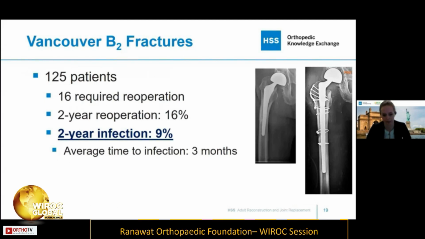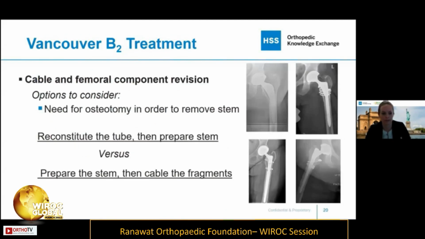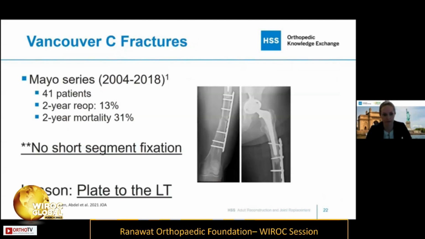B2s, very high infection rate. So I think using any strategy you can to mitigate that risk is going to be really key for taking patients back for B2s, particularly the B2s that occur in the early stages. Now, a couple things to consider for B2s. We're looking at this with the various studies at HSS now, is the two different approaches to them. One, reconstituting the tube and then potting your stem, or two, preparing the stem and then cabling the fragments around the stem. I use both approaches. I think it really depends on the fracture pattern. So far, we haven't really shown that one approach is better. You have both options available.